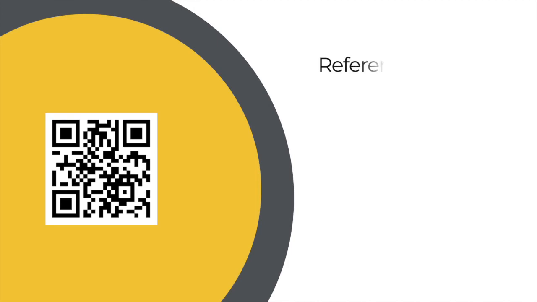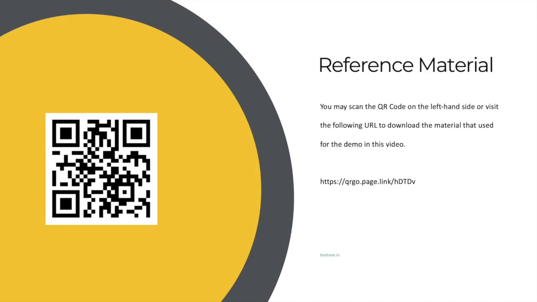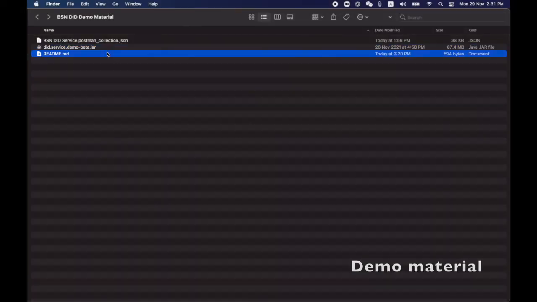You can download the reference material by accessing the URL shown on screen, or you can scan the QR code to access the link to download the material. After downloading the demo material file, which is a zip file, and unzipping it, there are 3 files inside: one JSON file, one README file, and one JAR file, which is a compiled Java file. You can run the demo environment later.